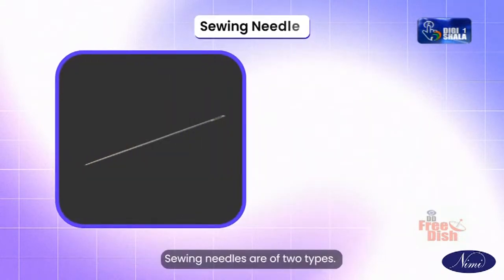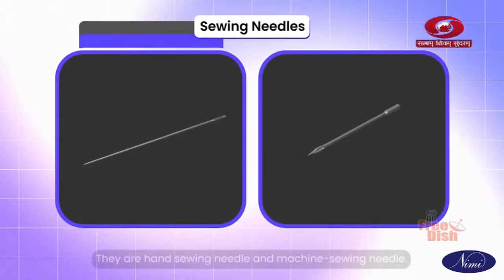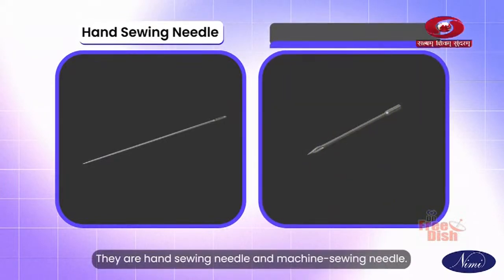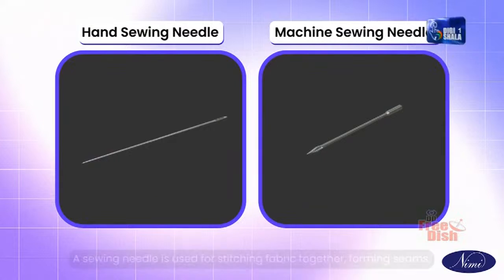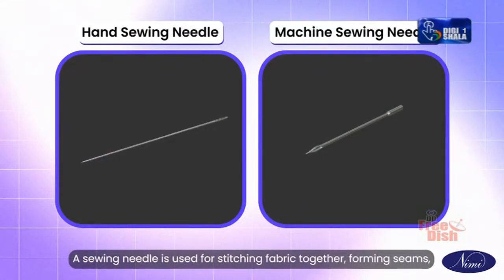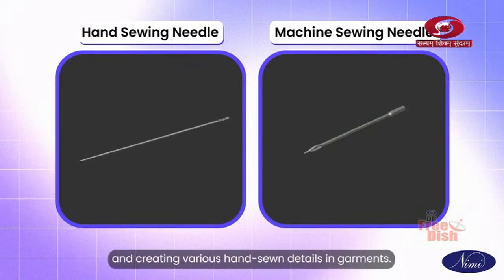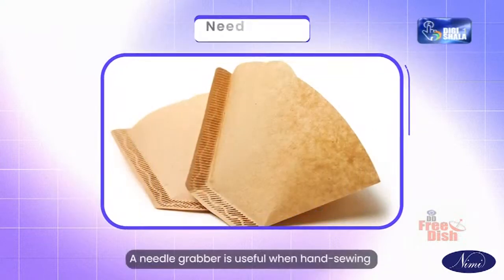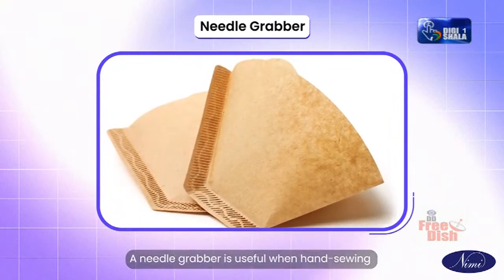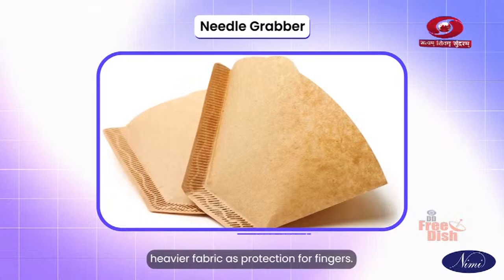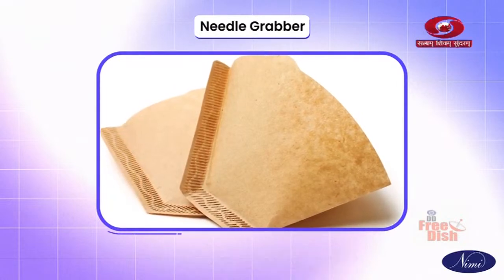Sewing needles are of two types. They are hand sewing needle and machine sewing needle. A sewing needle is used for stitching fabric together, forming seams and creating various hand-sewn details in garments. A needle grabber is useful when hand sewing heavier fabric as protection for fingers.